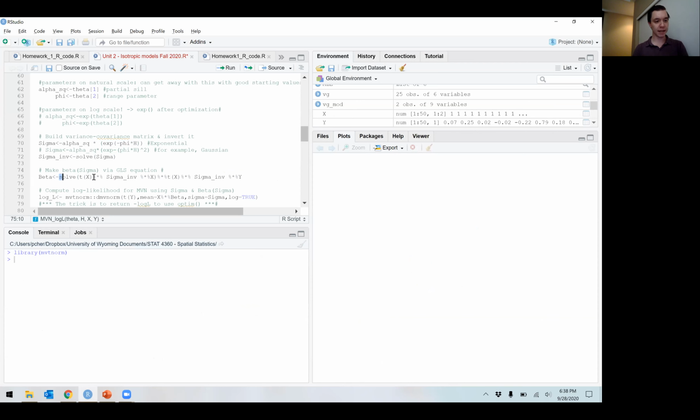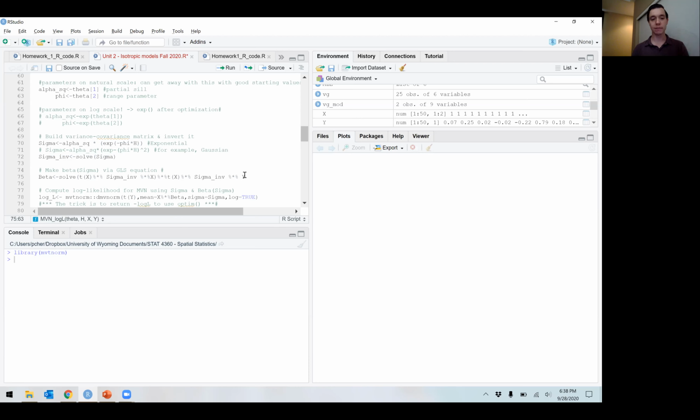So here is my x prime x inverse bit, right? The solve function in R takes the inverse. Here's x prime, here's x, and here's sigma inverse in between. I could have just done it in one line, but I wanted to make the code as readable as possible. X prime, sigma inverse, y.